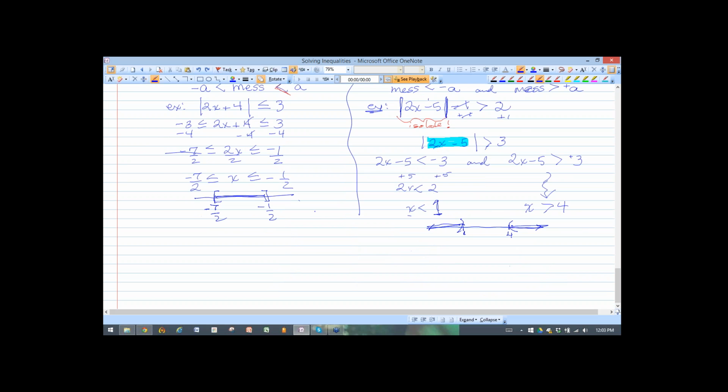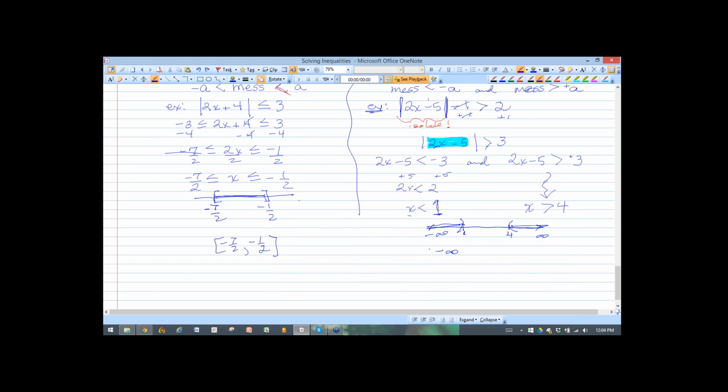Here we are, and we use parentheses opened in that direction for that. The last thing I'm going to show you is the interval notation. Of course, the interval notation for the first solution would be the bracket negative 7/2, negative 1/2. This is going to be the last thing I do for y'all today.